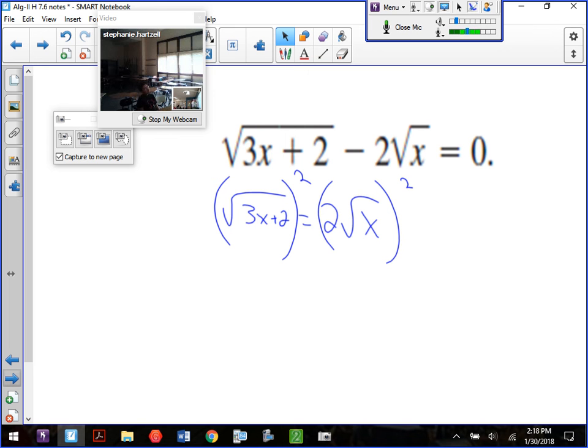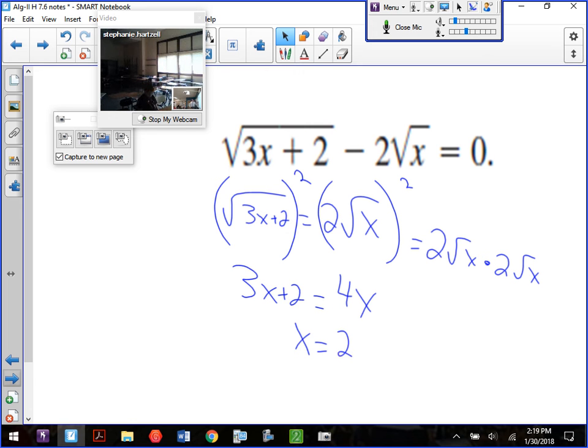Now, the other side, you have to be careful. Remember what squaring something means. It means 2 root x times 2 root x. So the quantity 2 root x, squared, is going to be how much? 4x. Squared again. It is a very common thing that people will forget that. When you have a coefficient in front of the radical and you're squaring the whole thing, don't forget to square the coefficient in front of the radical. That is a very common mistake.